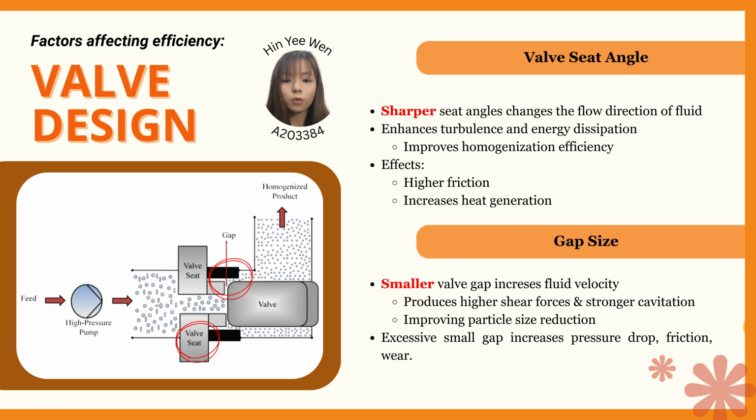However, if there is poor equipment design, such as an excessively small gap, this will increase the pressure drop and friction, which in turn reduces the efficiency of the homogenizer.